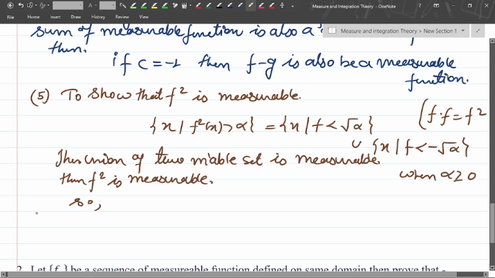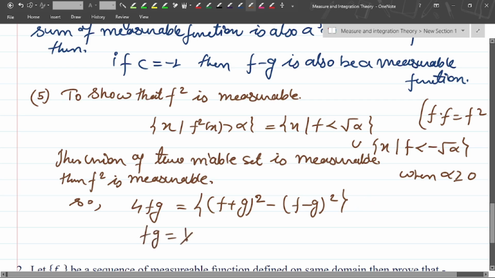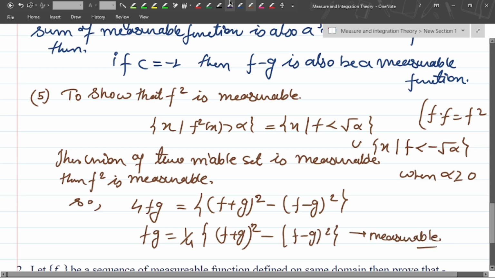So if we replace 4fg, we can write it as (f plus g) whole squared minus (f minus g) whole squared. It will be measurable. It means fg can be written as 1 by 4 of (f plus g) whole squared minus (f minus g) whole squared, which is measurable. This is the technique that we have proved. f plus g is measurable, f minus g is measurable, and the addition of measurable functions is also measurable.